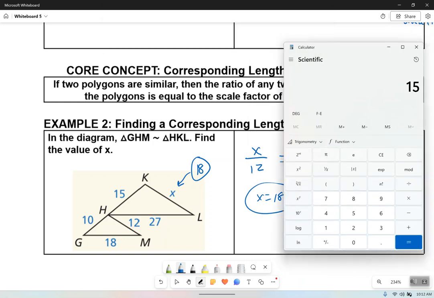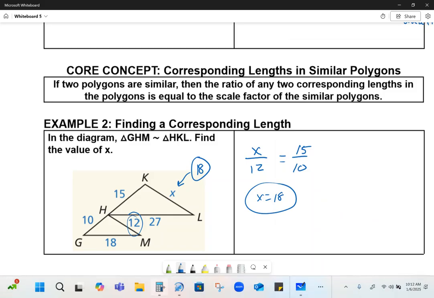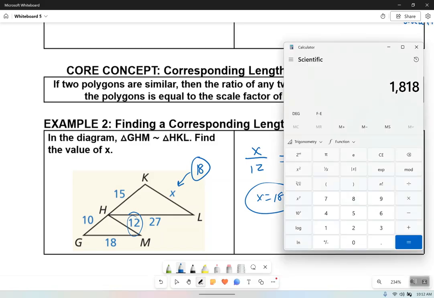If I go 15 divided by 10, what do I get? Okay, what's the 18 correspond to? Careful. This 18 just corresponded to the 12, didn't it? Kind of confusing the way they've got that drawn in there, but let's just check this. 18 divided by 12. What have you got there? 1.5. You don't say.